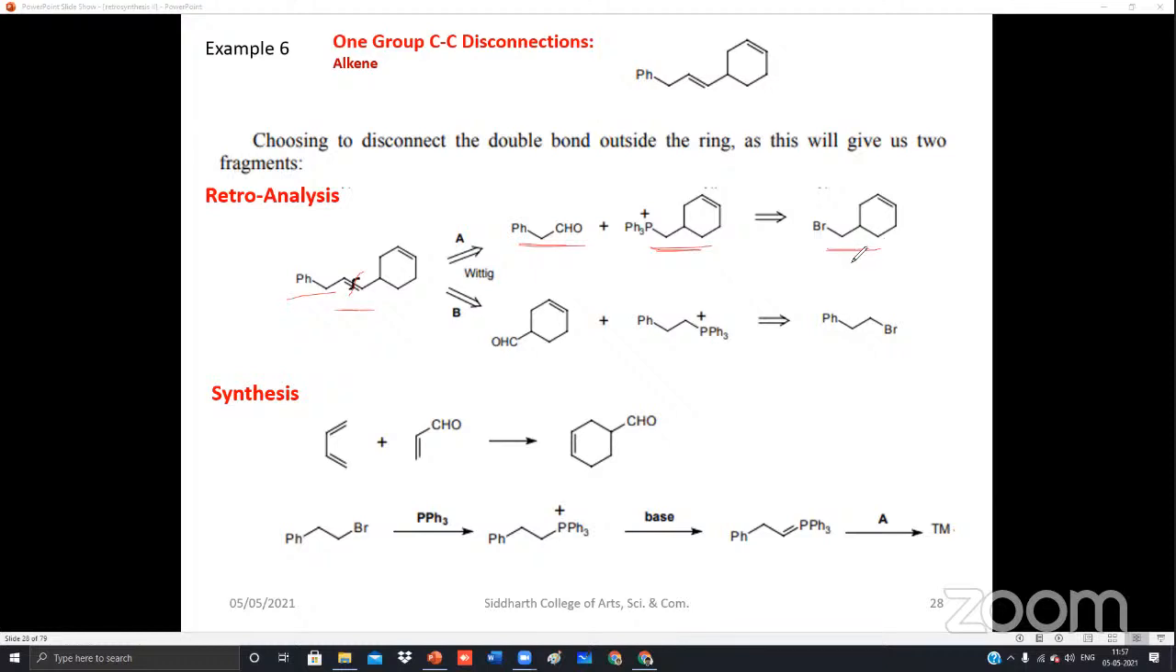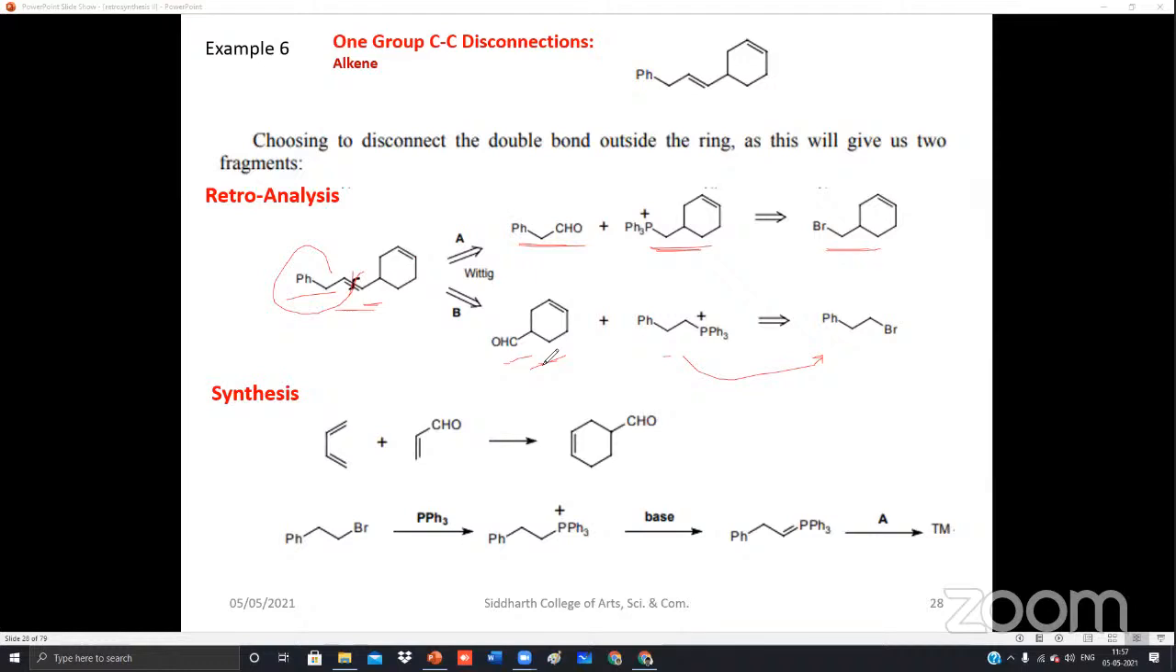Suppose this halide is not possible, then you can go for the synthesis the other way around. You can take this side as the Wittig and this side will be the aldehyde. So both ways are possible. So this is the aldehyde and this is the Wittig now. And this Wittig can be synthesized from this.